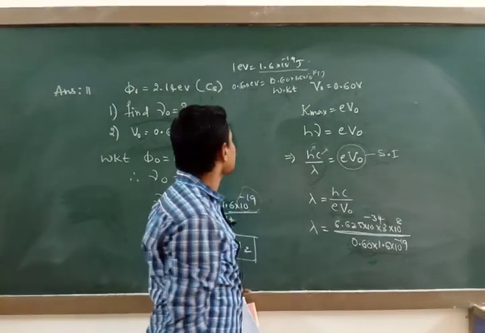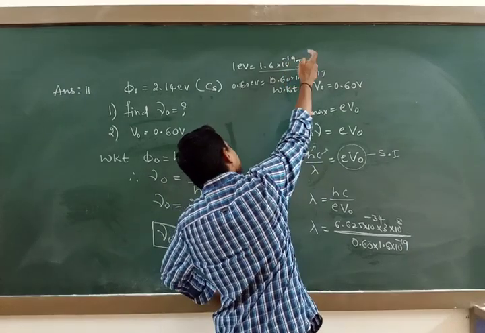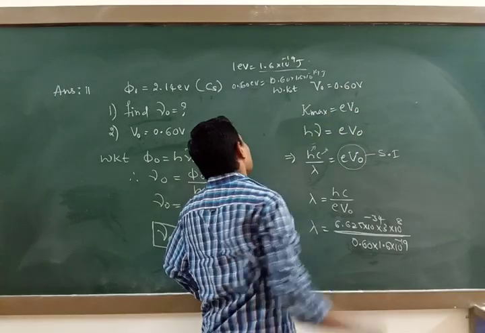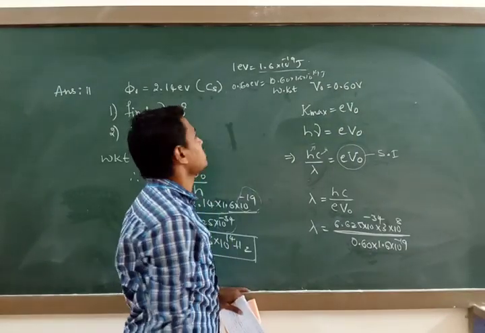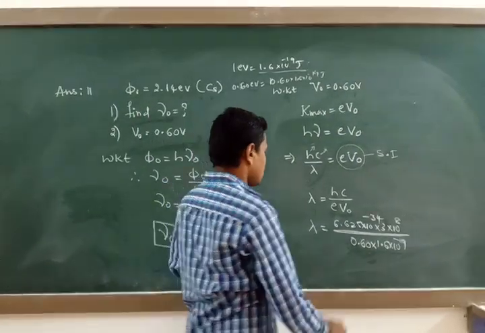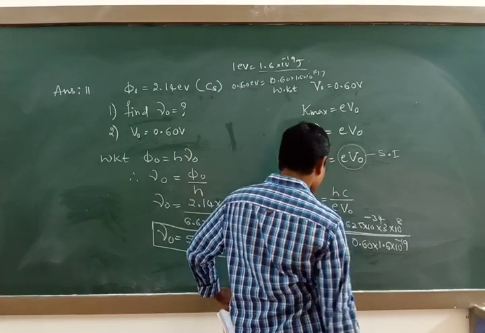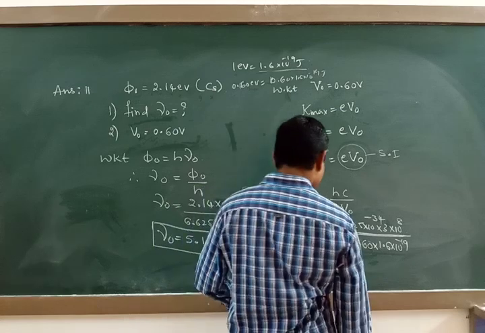Suppose 1.6 into 10 power minus 19 joule is equal to how much electron volt? Divide this value by 1.6 into 10 power minus 19 joule, then you will get 1 electron volt. That is the thing. So previously I told you this. Then the wavelength you will get is 454 nanometer.